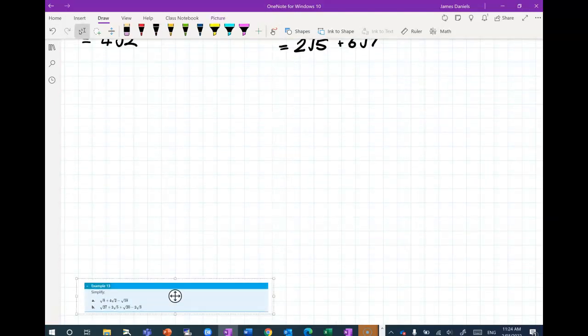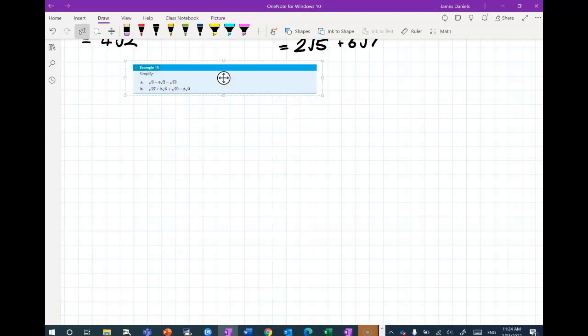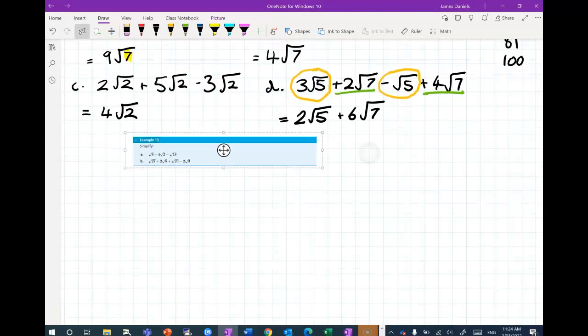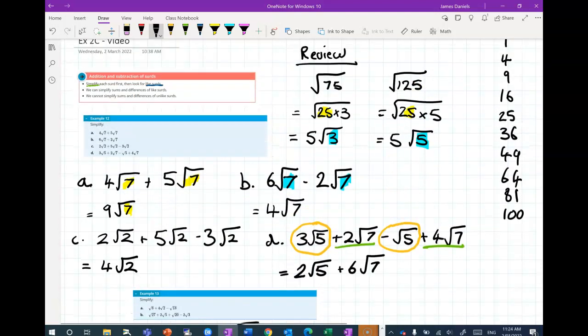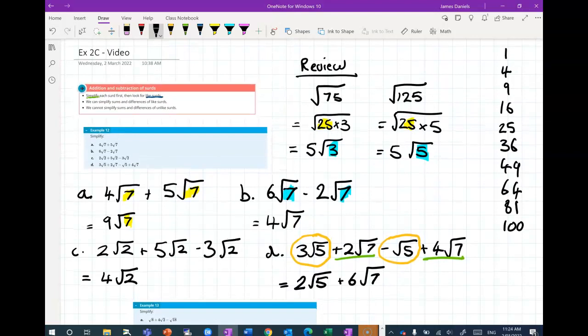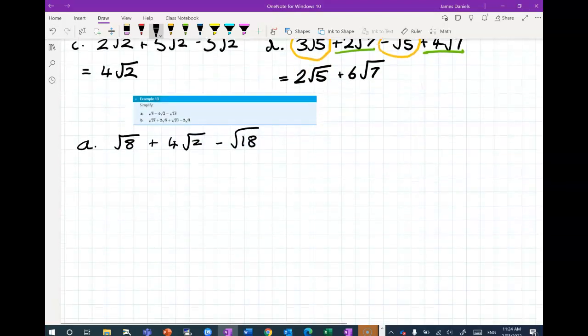All right, so coming down to another example here, 13. 13 has an extra step in it because I'm going to write it down. I have the square root of 8 plus 4 square root 2 minus the square root of 18. And our first dot point in addition and subtraction of surds is saying we may need to simplify them first.